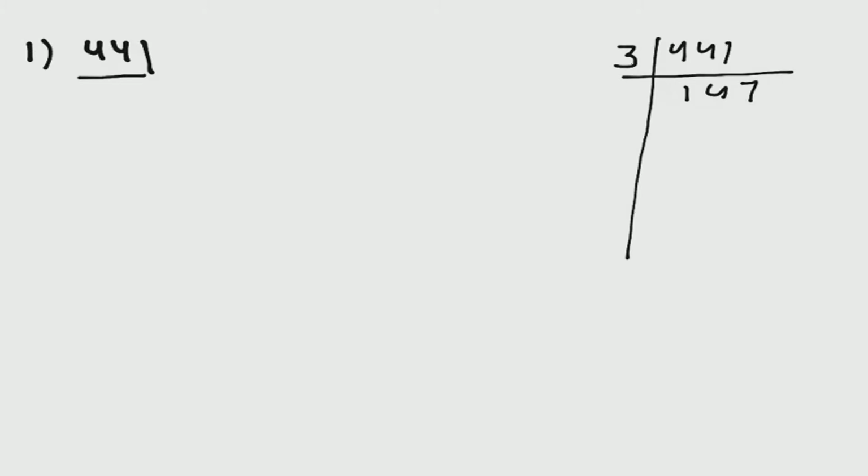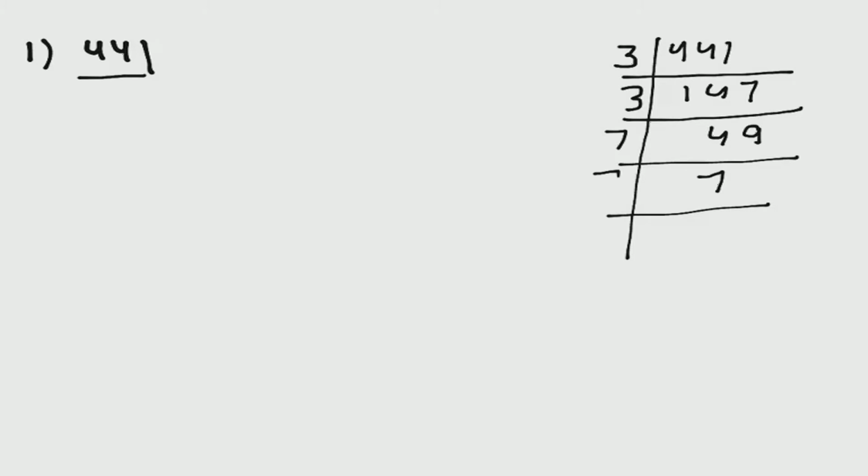147. Again this number is divisible by 3. When we divide 147 by 3, we will get 49. So clearly 49 is divisible by 7. We will get 7 over here. Then again we will divide. So we will continue till we get 1 at the end.